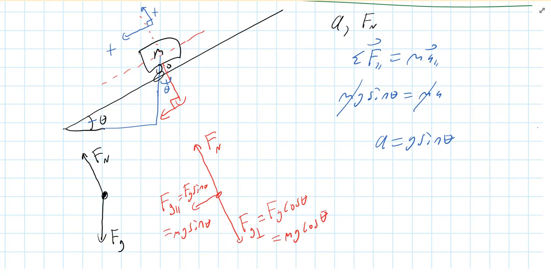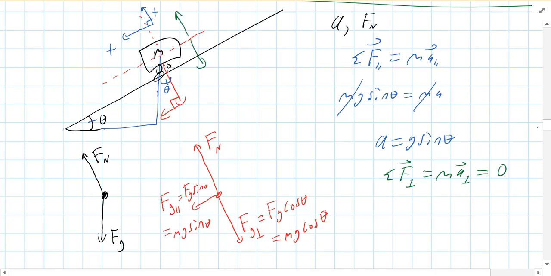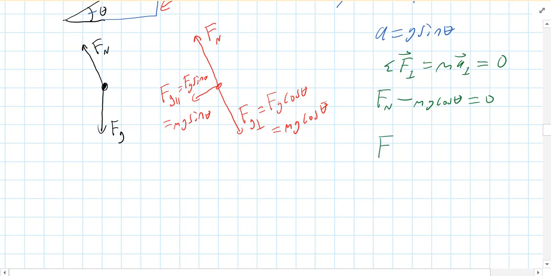Now, what about the normal force? Okay, well, we got net force in the perpendicular direction equals ma perpendicular, which we know is 0. This cart is not accelerating away from the incline, nor is it crashing through the incline. So a perpendicular is 0. So we have Fn is pointing away from the incline, and then we have mg cosine theta is pointing into the incline, and those have to equal 0, and you got Fn equals mg cosine theta, okay?